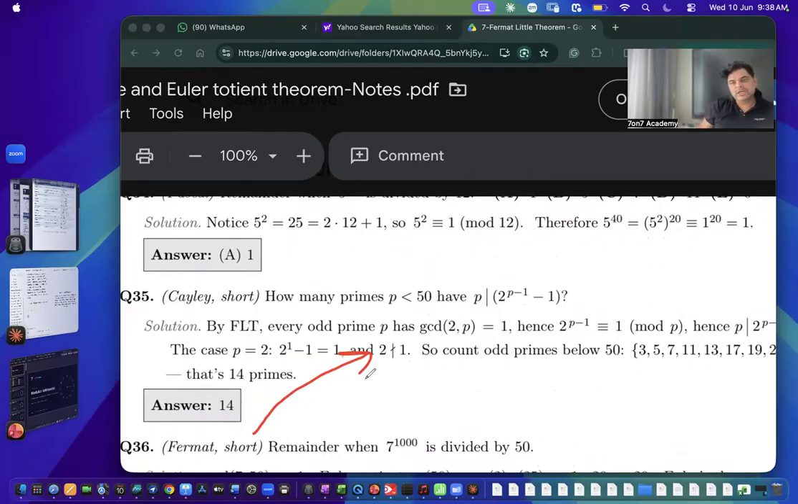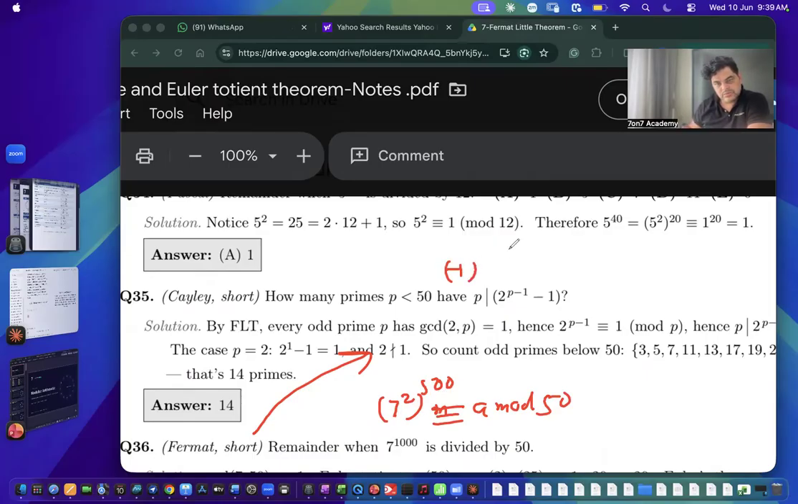So 7 raised to 1000. ठीक है? 7 raised to 1000 is divisible by 50. So what will you do? I think everyone will get that. The remainder, I will tell you, it's 1. Can't we rewrite this as 7 squared raised to 500, congruent to a mod 50? So you can check it here. This is minus 1, so minus 1 raised to 500 mod 50. So this is 1. The answer is 1.